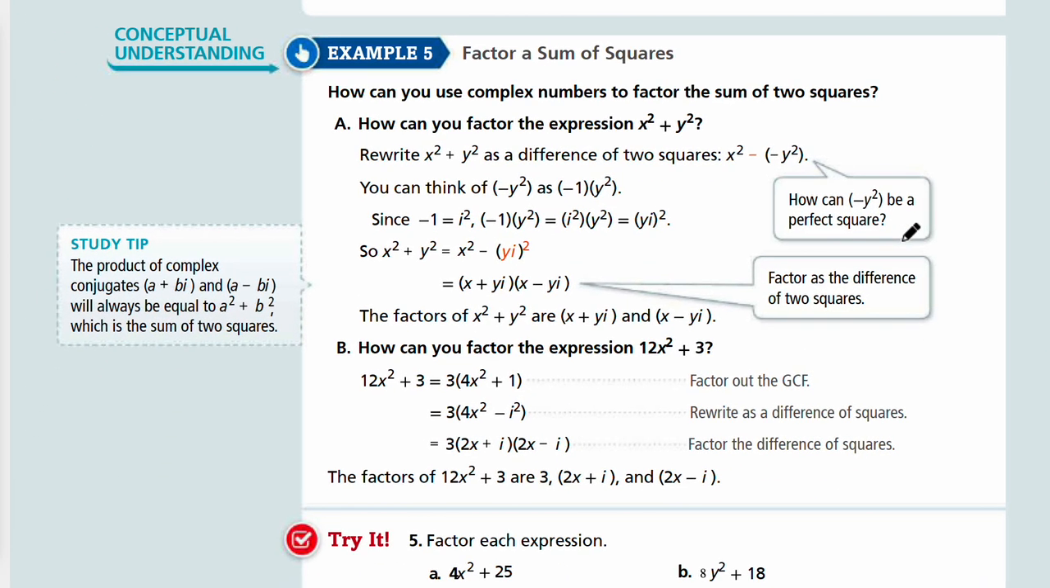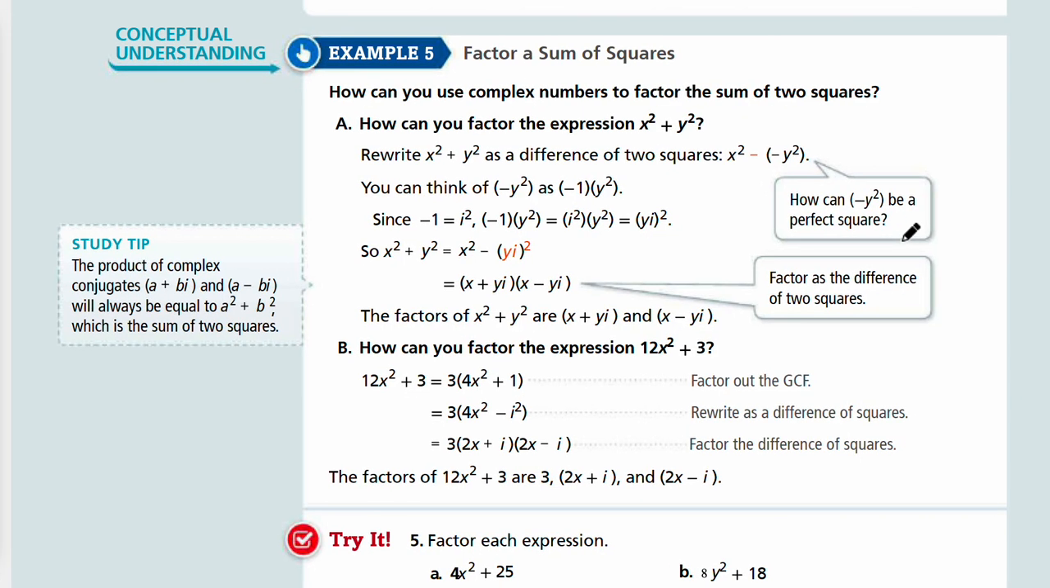Let's look at example 5, factor a sum of squares. How can you use complex numbers to factor the sum of two squares? A, how can you factor the expression x squared plus y squared? So first of all, we want to figure out the factors, right? This is called the difference of two squares. There's a property for factoring out the sum of squares. So first of all, you want to make your second term a negative. X squared minus a negative y squared.